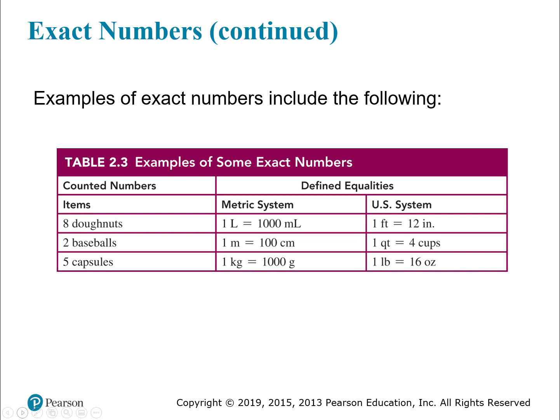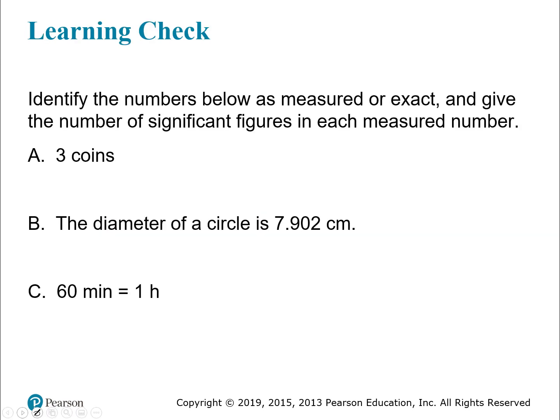This table has some examples of exact numbers, counted numbers, and defined equalities. We're going to talk about what an equality is in this lecture. But these are examples. When you're doing your homework, again, compare the questions you're being asked to the examples that are given in the tables, and that will help you a lot. Here's a learning check. I encourage you to pause and try this on your own. If you don't, that's okay. We'll do practice in class.